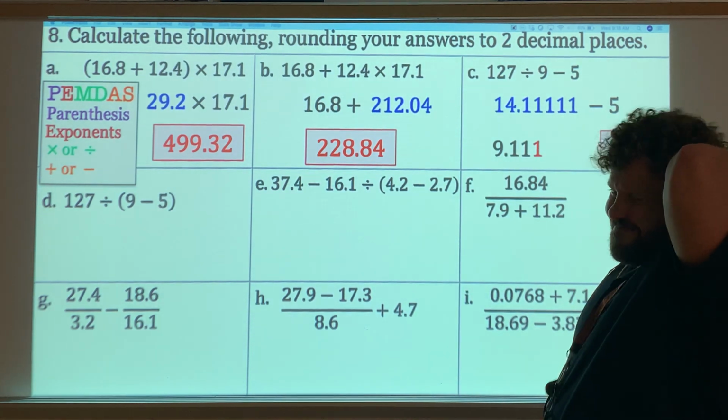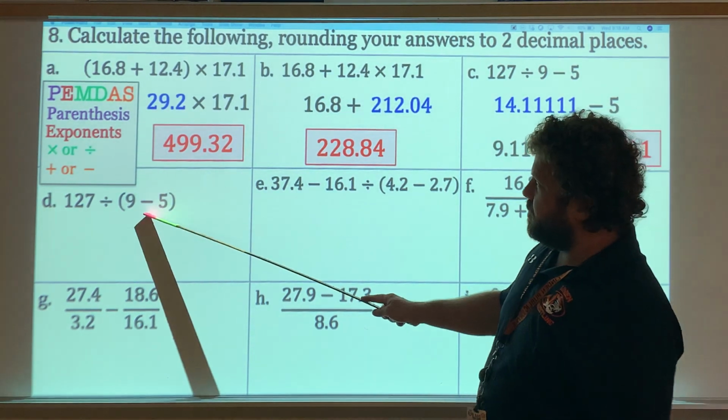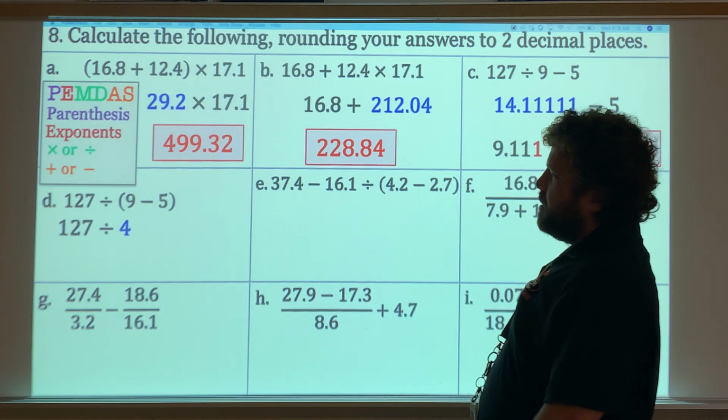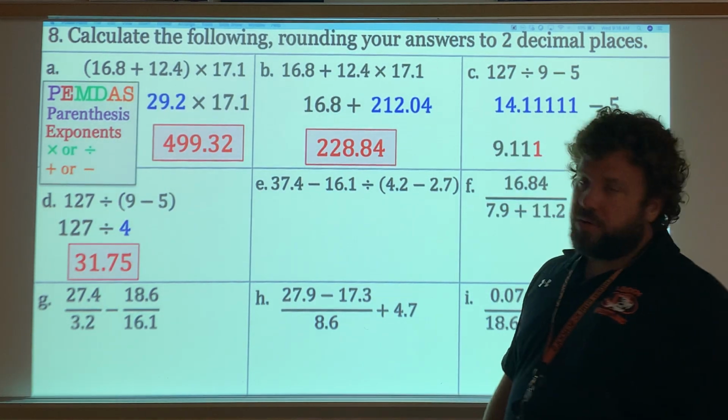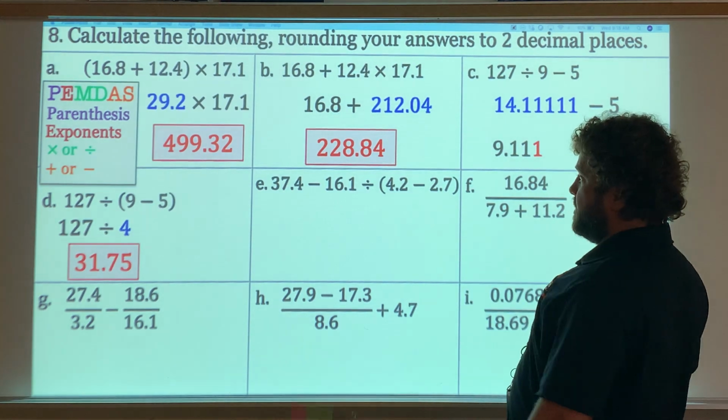All right. What do you do first? Parentheses. 9 minus 5 is 4. 127 divided by 4 is 31.75. No need to round it.